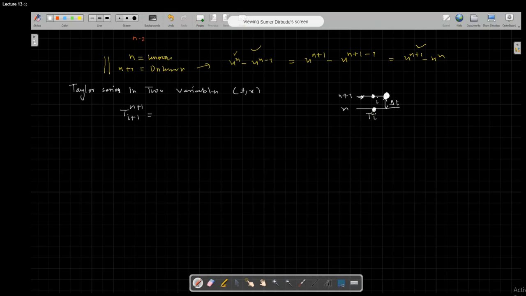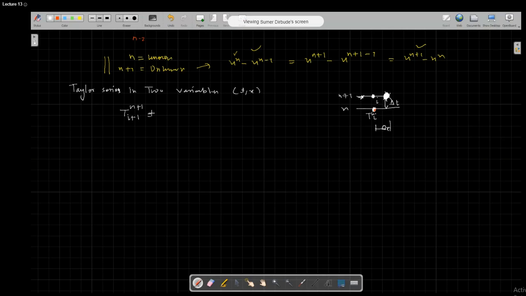Okay, this value I want. So this value is around Ti, it is delta t times and delta x times. Okay. So the value at this point is a function of delta t as well as delta x. So it is a two variable problem.